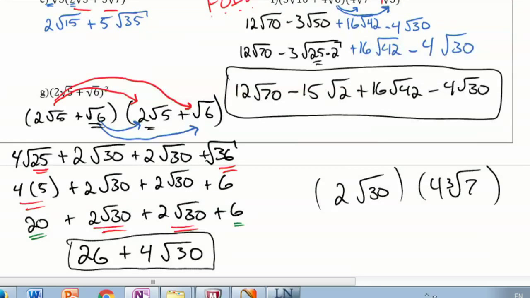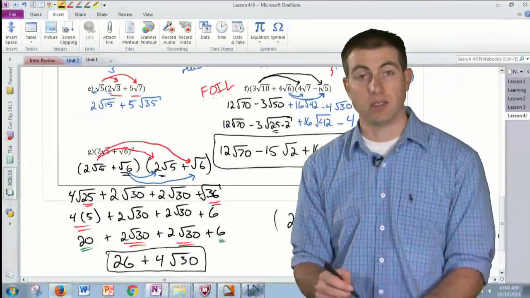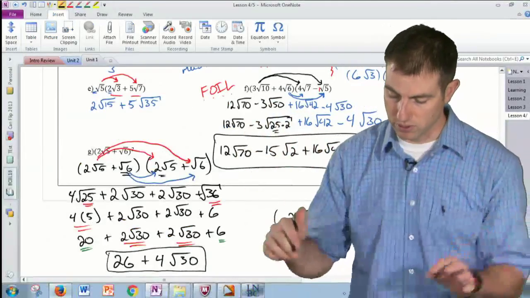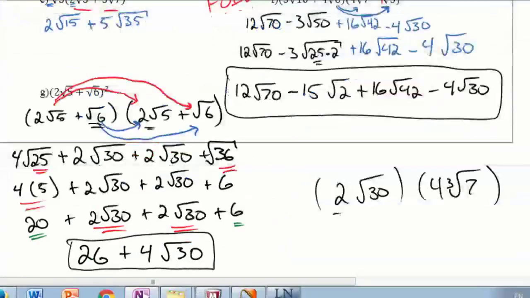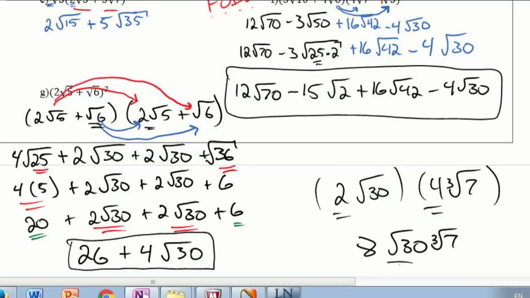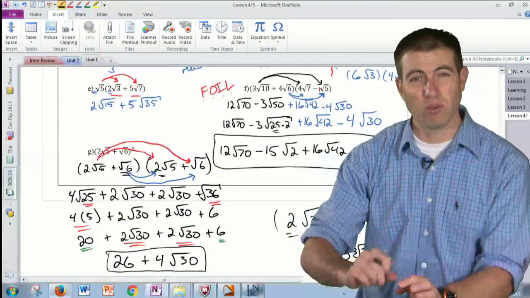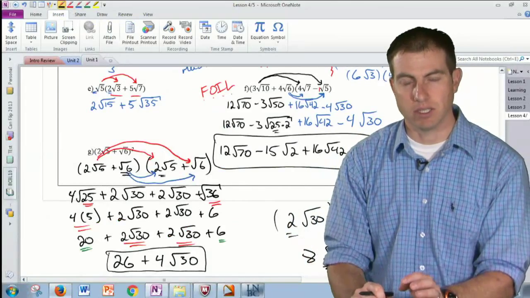When you end up with these sorts of things, what you can do, I'm just kind of guessing that this is going to happen. I don't even know if it's going to happen in the questions or not. You can multiply the 2 and the 4 together and you get 8. And then just leave it as root 30 times the cube root of 7. You can't multiply square roots and cube roots together quite yet. So that's kind of something that I don't know will happen, but I'm just kind of thinking if it does.